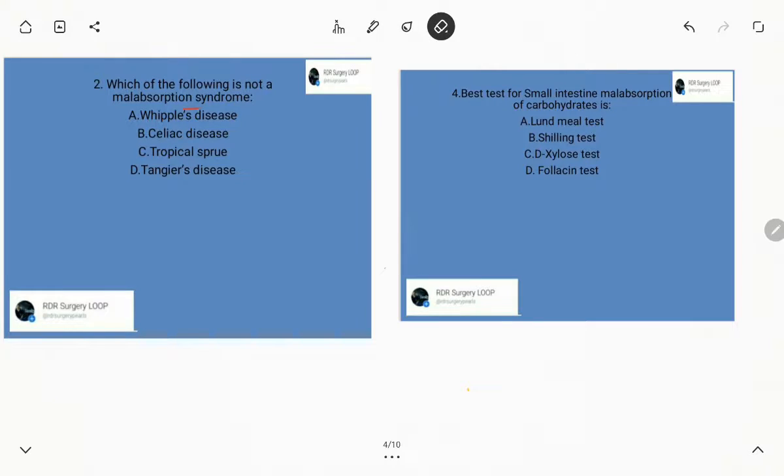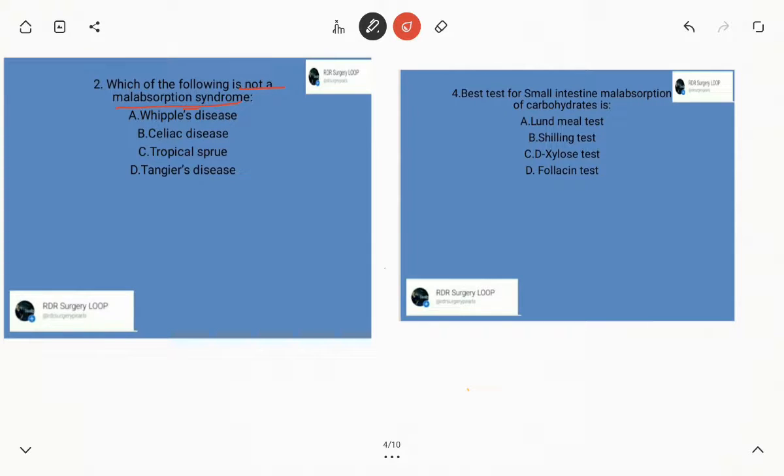So moving on with your MCQ discussion, we'll be discussing the next MCQ, which is: the following is not a malabsorption syndrome. A. Whipple's disease, B. Celiac disease, C. Tropical sprue, D. Tangier disease.